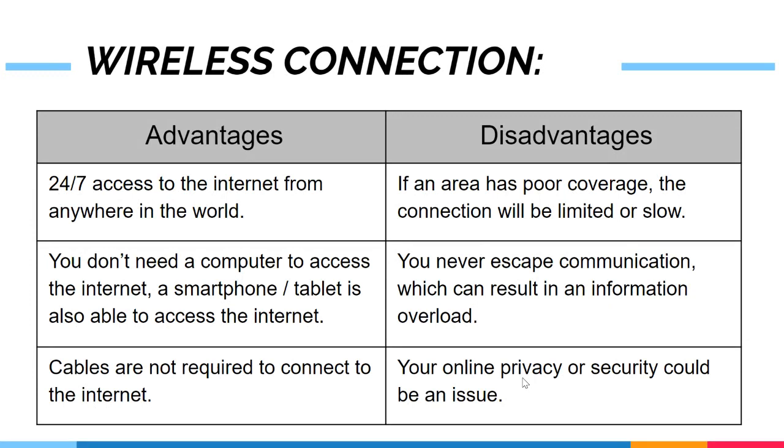So wireless connection advantages: 24/7 access to the internet from anywhere in the world. You don't need a computer to access the internet. A smartphone or tablet can also access the internet. Cables are not required to connect to the internet. Super useful. Disadvantages: if your area has poor coverage, the connection will be limited or slow. You never escape communication, which can result in information overload, and your online privacy or security could be an issue.